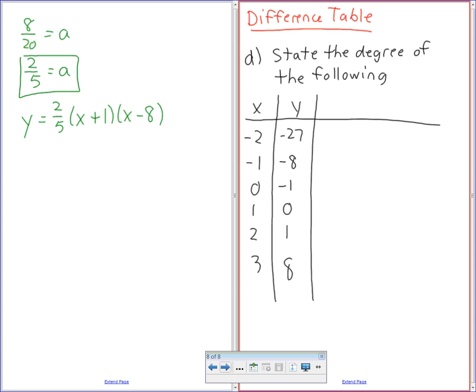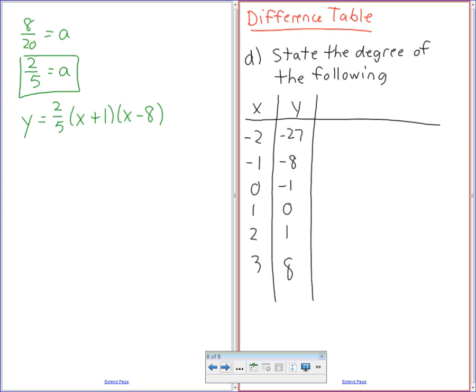Now this is the thing that I probably wasn't clear about because we haven't done this in a long time. All right. If the first difference is constant, what does that tell me about the equation? Well, linear is first difference. Okay. What's the degree of something that's linear? Degree 1. Okay. If the second difference is constant, what does that tell me? Quadratic. What's the degree of a quadratic?